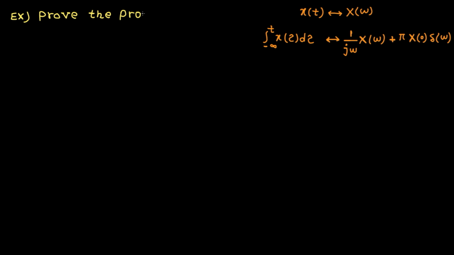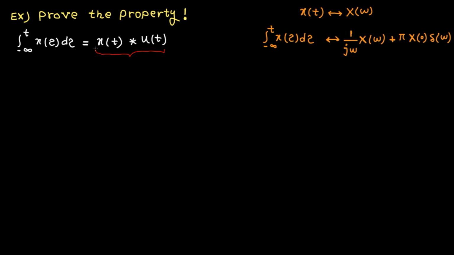First example. Prove this property. We can easily show this integral is equal to x(t) convolved by the unit step function. Let me explain why. Based on my tutorial on convolution, this convolution can be replaced by this integral. Let's plot this signal. Please note the variable in the integral is tau, not t. Here is u of tau, which is 0 for negative tau and 1 for positive tau.